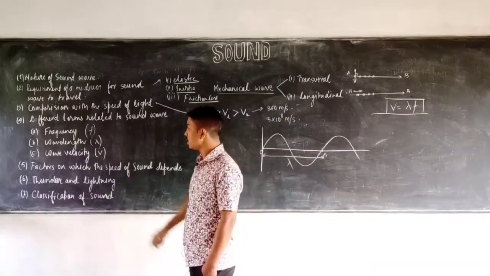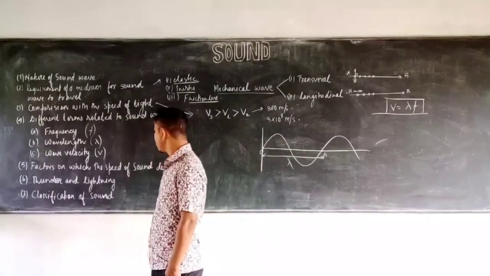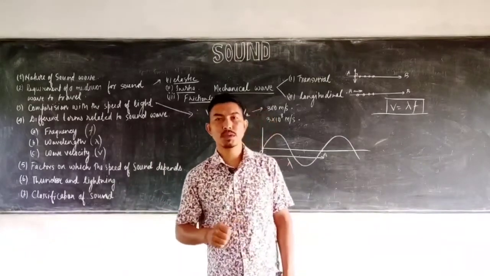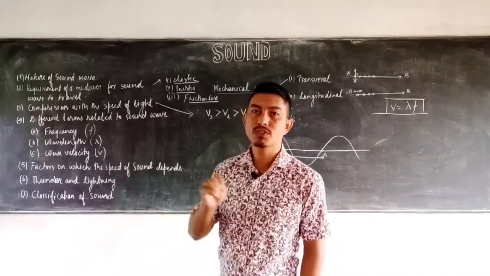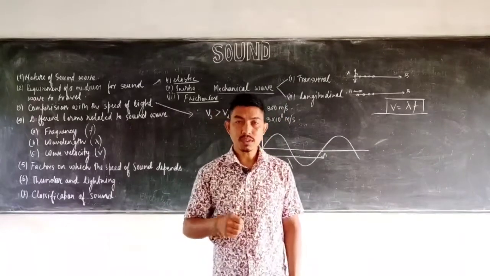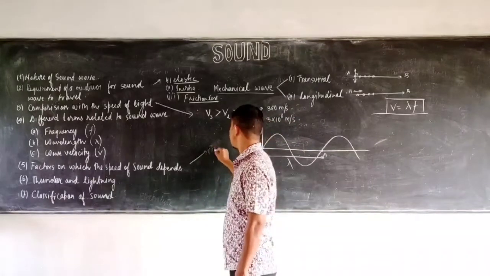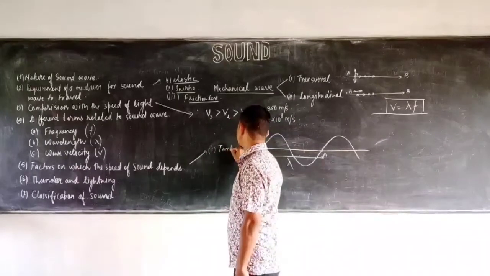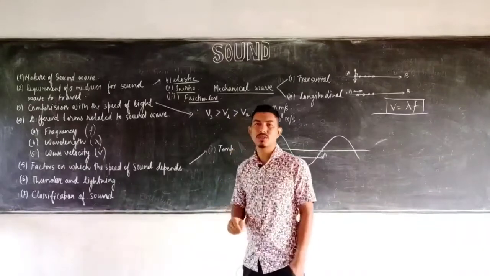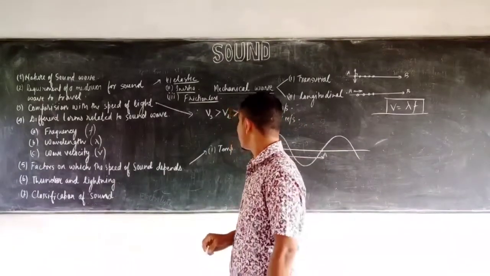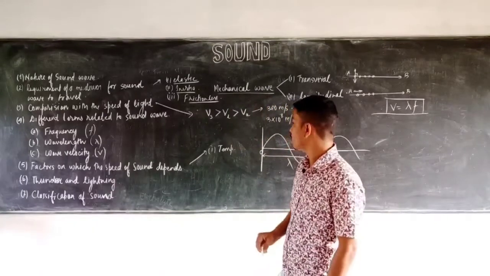Now coming to the fifth topic, that is the factors on which the speed of the sound depends. Usually there are 4 factors on which the speed of the sound depends. The first one is the temperature. With the increase in the temperature, the velocity of the sound also increases. So the velocity of the sound is directly proportional to the temperature of an environment.